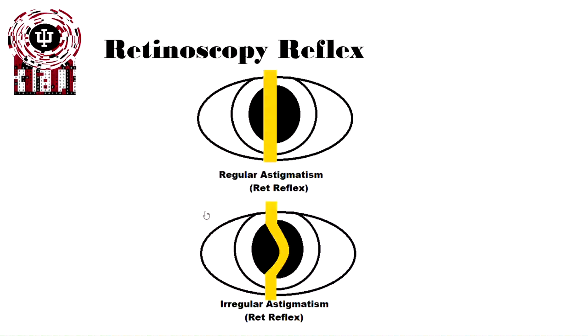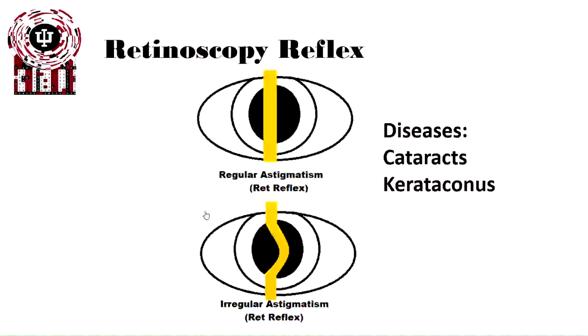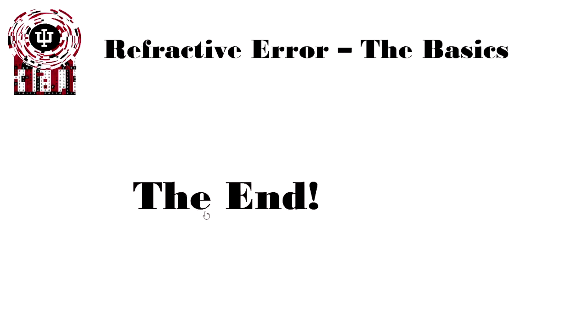Finally, let's look at irregular astigmatism. At the top, we see a regular ret reflex, which has a thin line. If we ever see irregular astigmatism, that ret reflex now bends or breaks. And this is a sign of diseases like cataracts or keratoconus. Thank you.